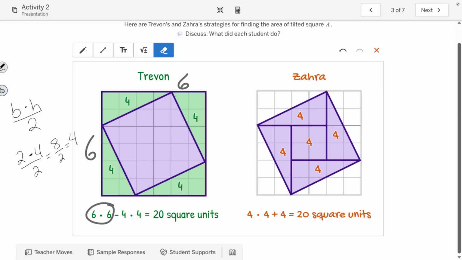So what he is doing is taking that 6 times 6, and subtracting the area of the triangles, and that is what's giving him his answer. So 6 times 6 was 36. The reason this says minus 4 times 4 is because there are 4 triangles that each equal 4. So that's where that 4 times 4 is coming from. So 4 times 4 is 16, and 36 minus 16, that is where this 20 square units came from.